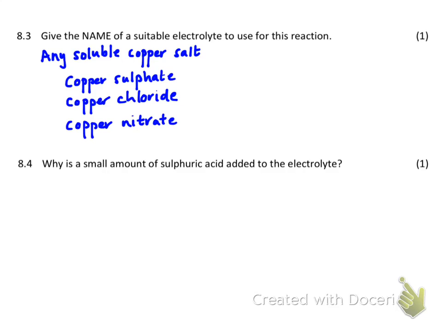8.4, why is a small amount of sulfuric acid added? Remember, sulfuric acid's a strong acid, so it dissociates completely, releasing H+ ions and SO4 2- ions, which means that you have a lot more ions in solution. And what that does is that it increases the conductivity within the solution, and that's why that acid is added.